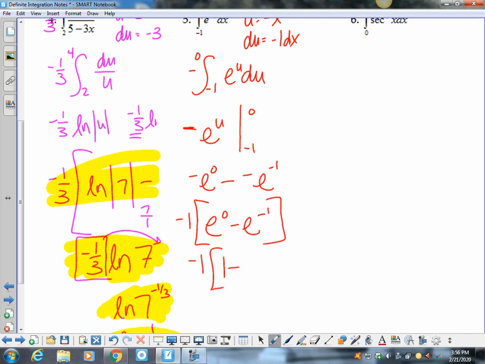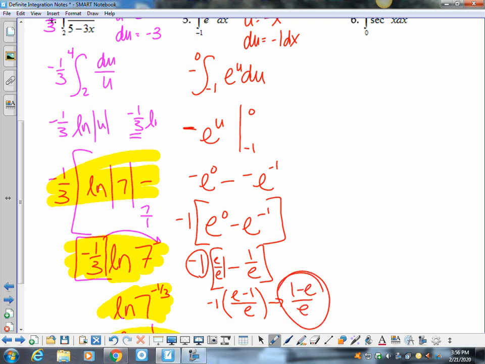E to the 0 is 1, and e to the negative 1 is 1 over e. And then common denominator. But then you have this negative 1 out here, which would make it 1 minus e. If you run that negative through, that would make the e negative and the 1 positive, and then flip it around and put the positive 1 in the front. So odds are what's circled would be what your answer is.